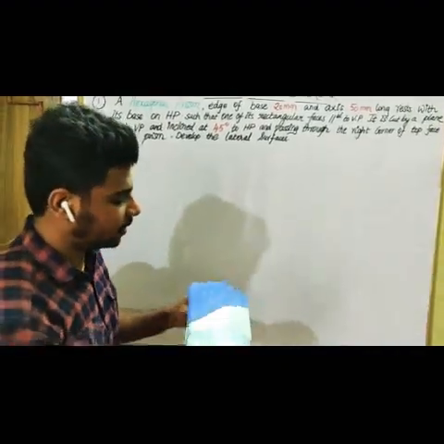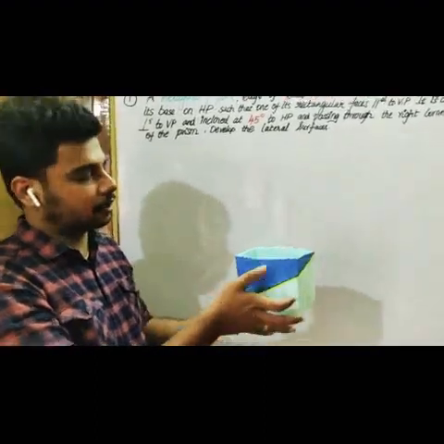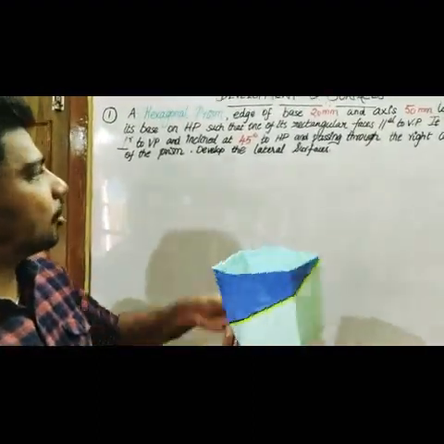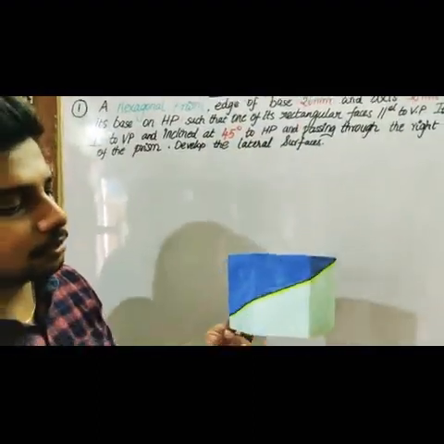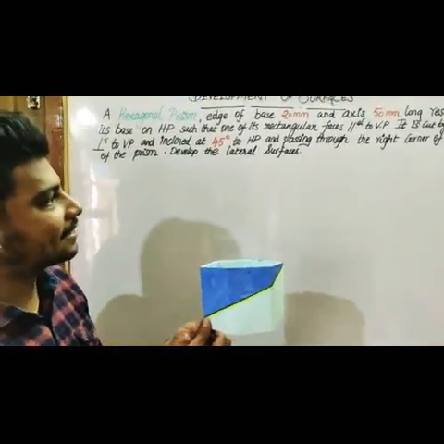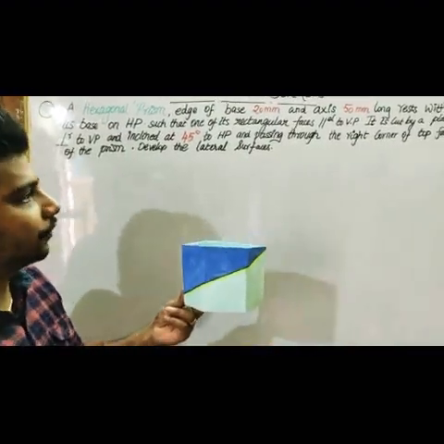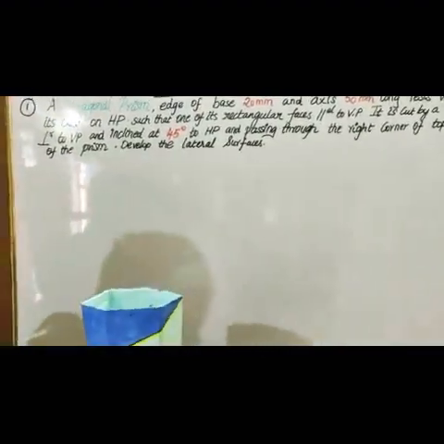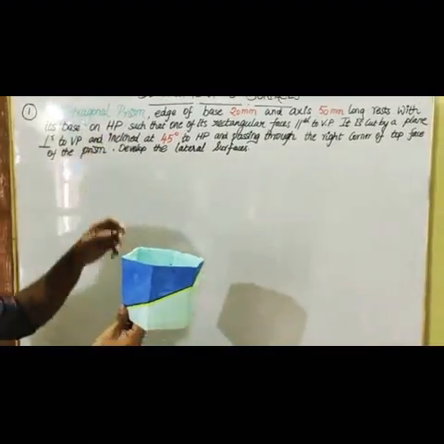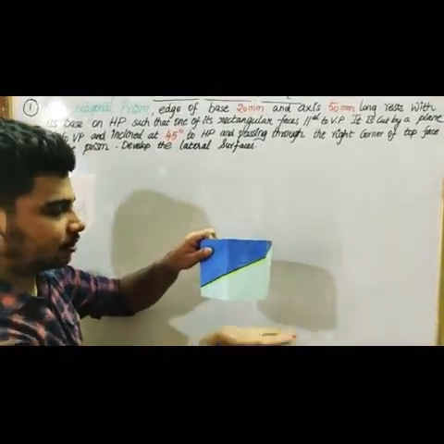So what is given? First we will position the object, based on what they have given. The object edge is 20 mm, so each side edge will be 20 mm. The axis is 50 mm long, so the height of the object will be 50 mm. It rests with its base on HP, so the base of this object is on the HP plane. This is your HP.